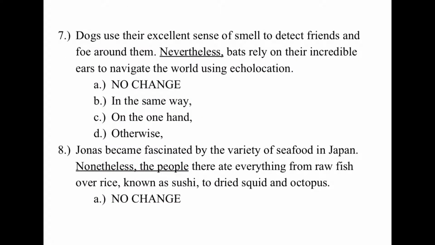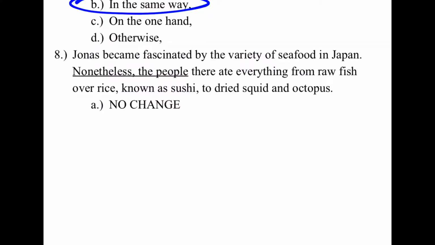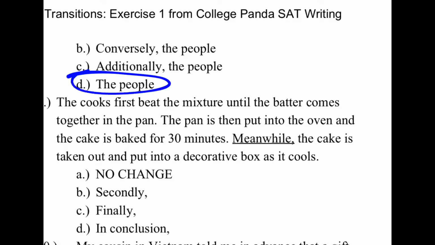For 7, we're explaining how dogs use their sense of smell and then how bats rely on their ears. So in the same way is the best choice. So number 8, the relationship between these two sentences is not accurately described by nonetheless or conversely or additionally. D is the best choice.